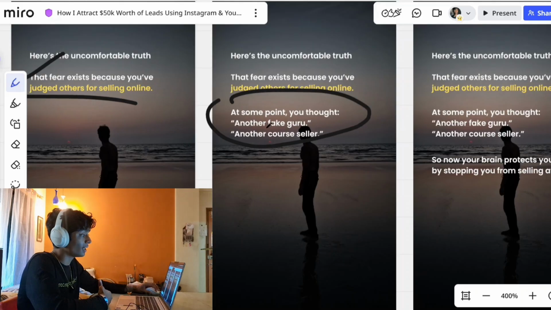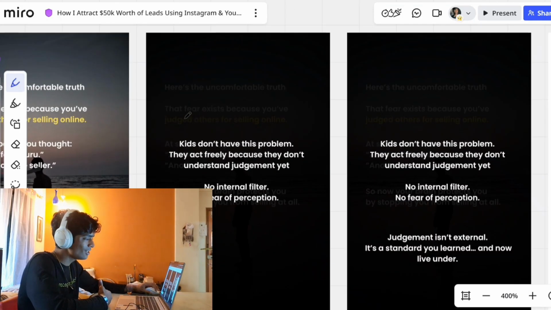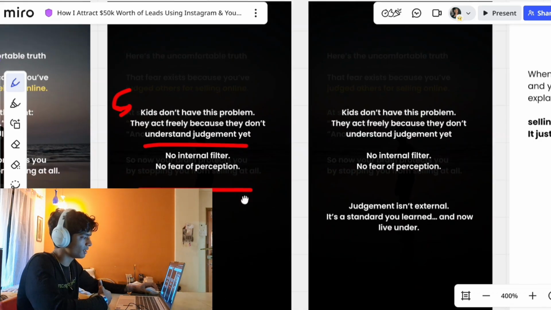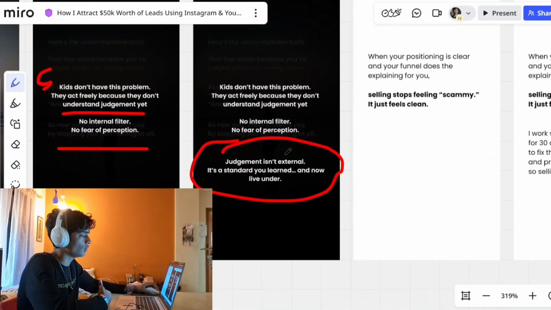At some point you thought, another fake guru, another coach seller. So now your brain protects you by stopping you from selling at all. Kids don't have these problems, like I said. They act freely because they don't understand judgment yet. No internal filter, no fear of perception. Judgment isn't external, it's a standard you learned and now live under.